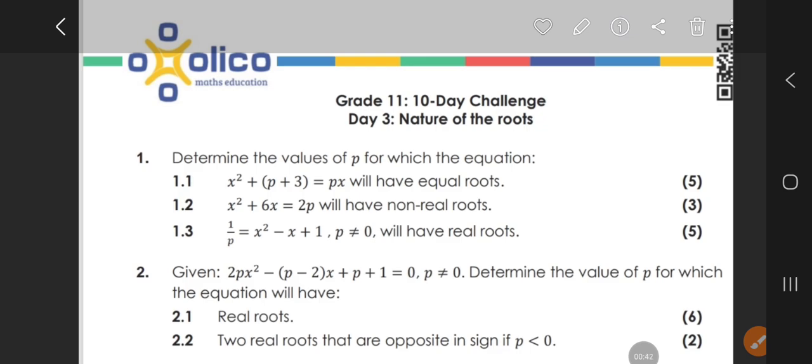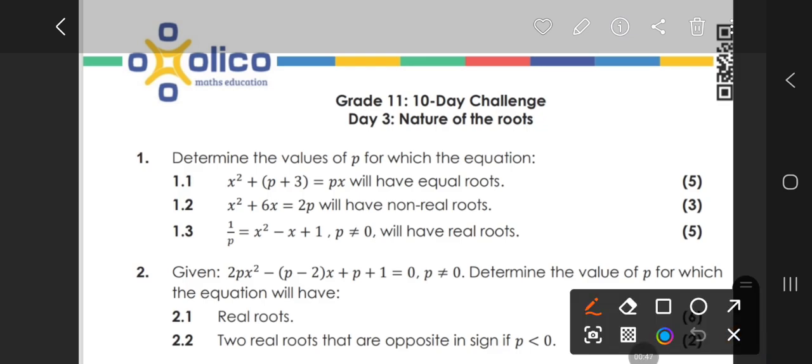Okay, let's move on to question 1.2. I think it's pretty straightforward. Firstly, like I said, we ask ourselves, is this equation in standard form? In this case, it's not in standard form, so we're going to have to transpose 2p to that side. And then the discriminant, because it's non-real, what's the discriminant? Less than 0, right? Then after we're done with that, we test to see if it makes sense.